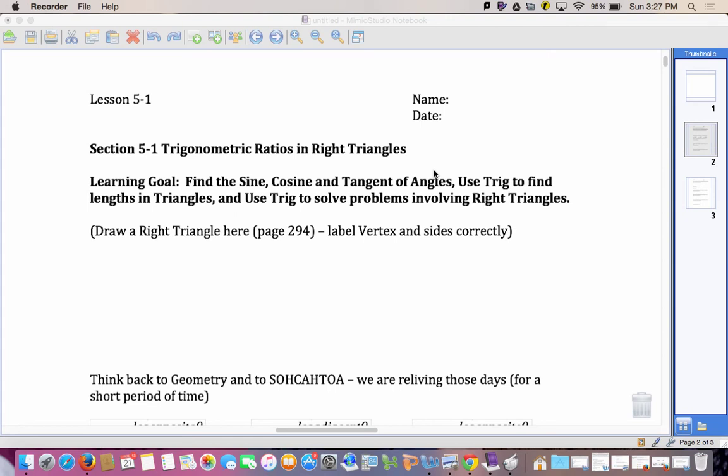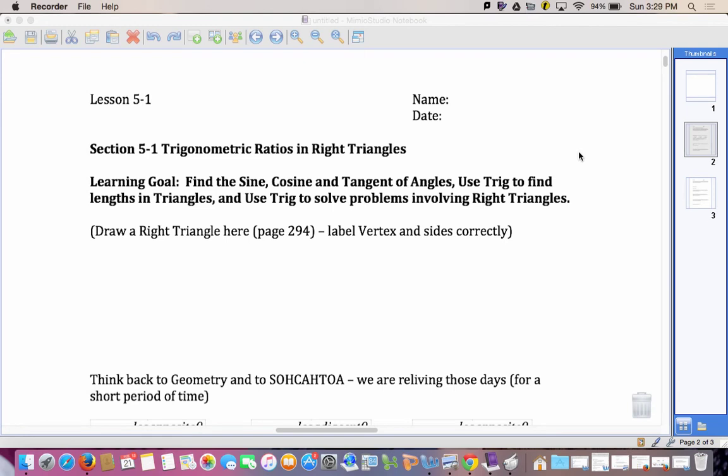Hello, class. We are starting section 5, chapter 5. The first section, 5.1, is about trigonometric ratios and right triangles. We're going to head back to those geometry days where you learned all about SOHCAHTOA and the relationships between angles and their sides. You can follow along on page 294 in your textbook.